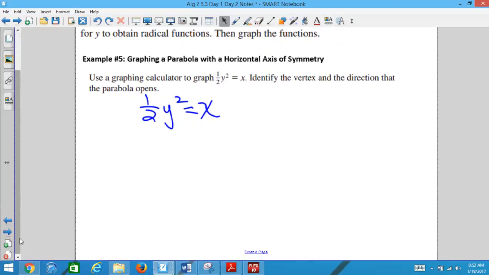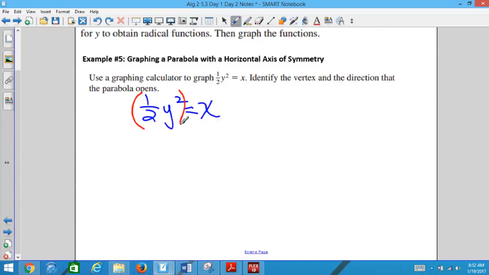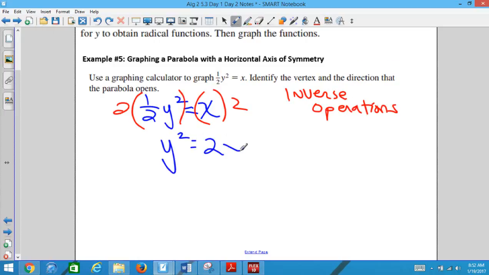So how am I going to get y by itself? To cancel out half, we multiply by 2. You multiply by the reciprocal. We're doing the inverse operations. You do what will cancel out. You do the inverse, the opposite operations. That's just solving equations. All right, y squared equals 2x. Still can't type it in.